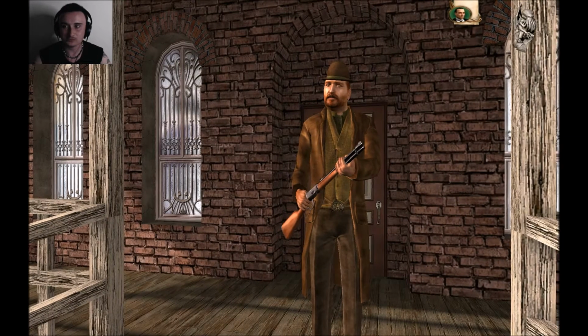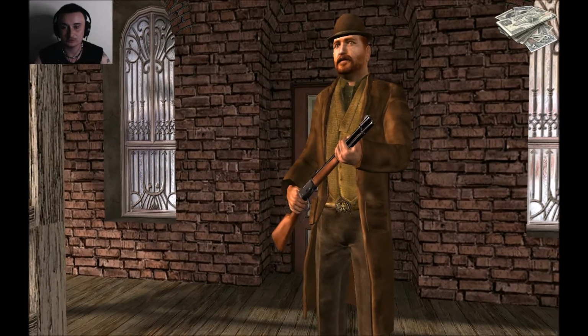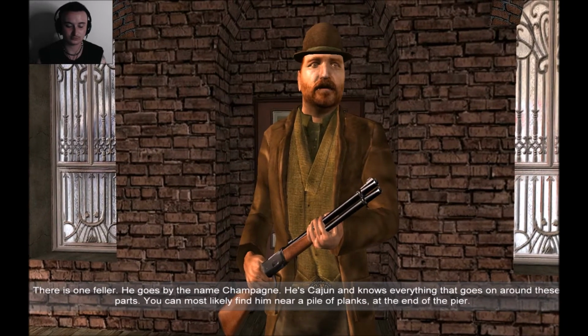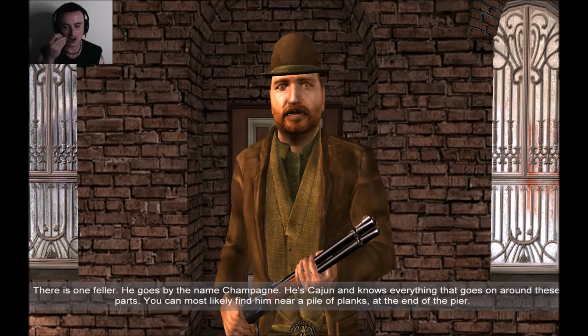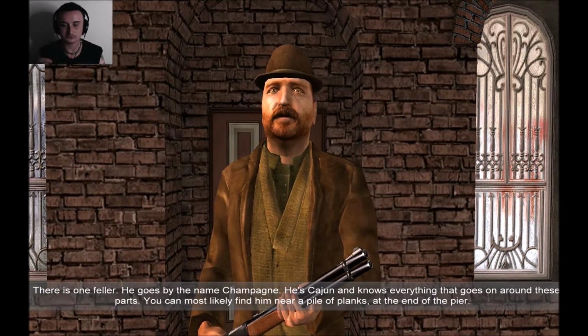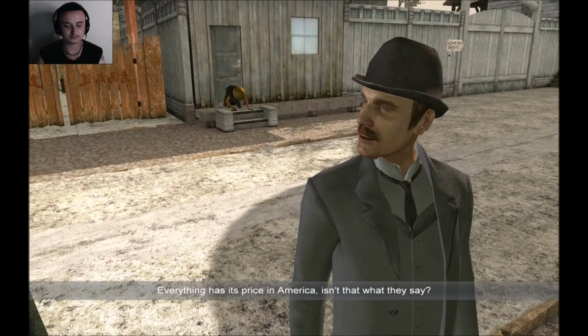Fair enough. So we have some items. We wanted to exchange our currency. There is one feller, goes by the name of Champagne. He's Cajun. He knows everything that goes on around these parts. You can most likely find him near a pile of planks at the end of the pier. Everything has its price in America, isn't that what they say?